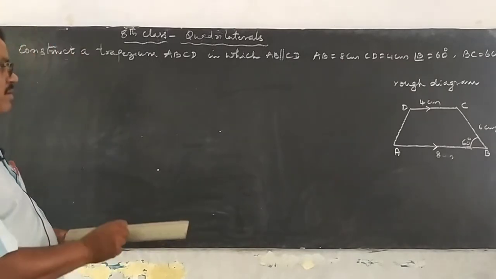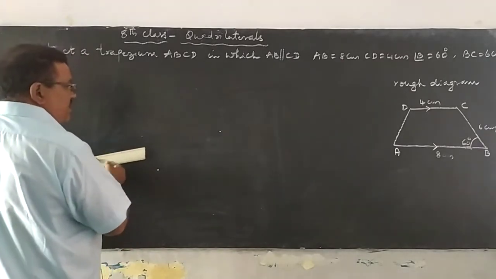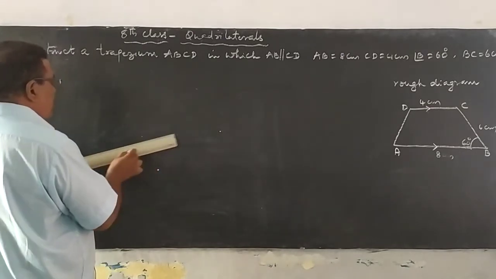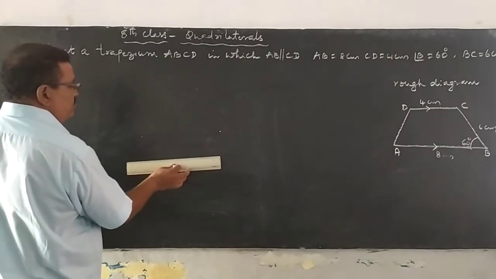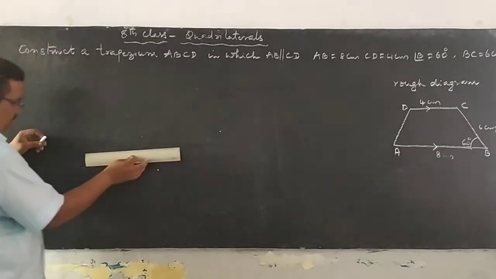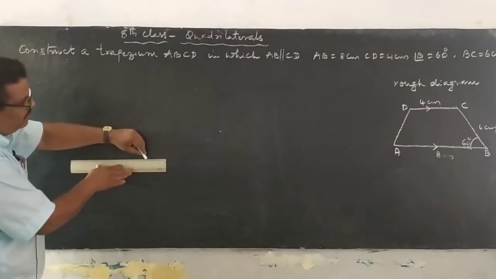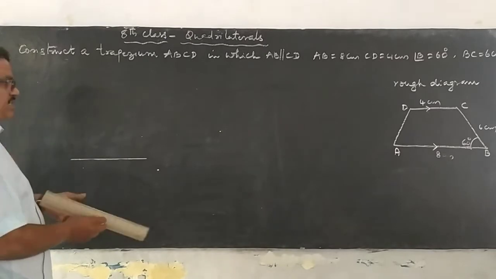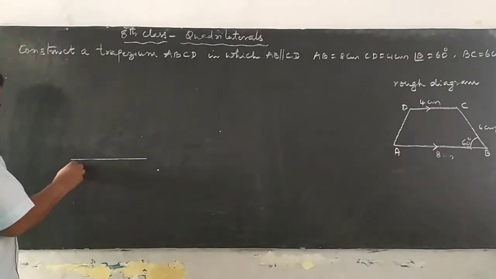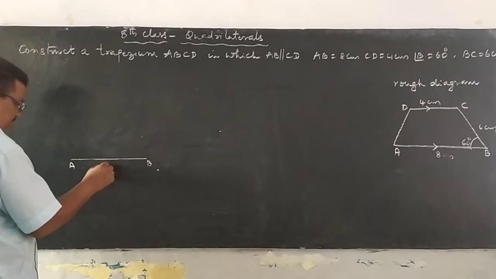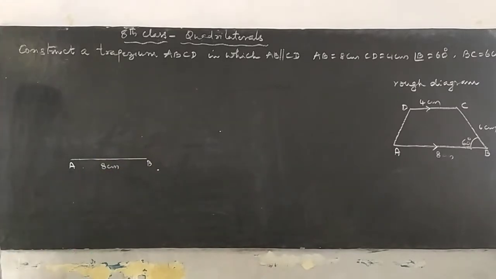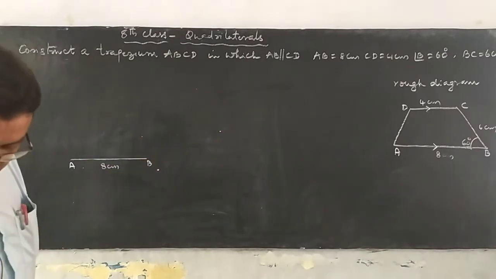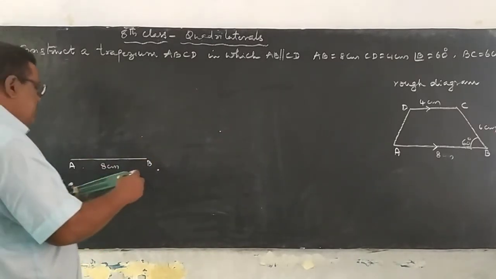First of all, AB is taken as 8 centimeters. I have to draw the main diagram. Take this one as 8 centimeters. This is AB. This one is 8 centimeters, children. AB is 8. Angle B how much? 60 degrees. So, using a compass we need to construct the angle 60 degrees.